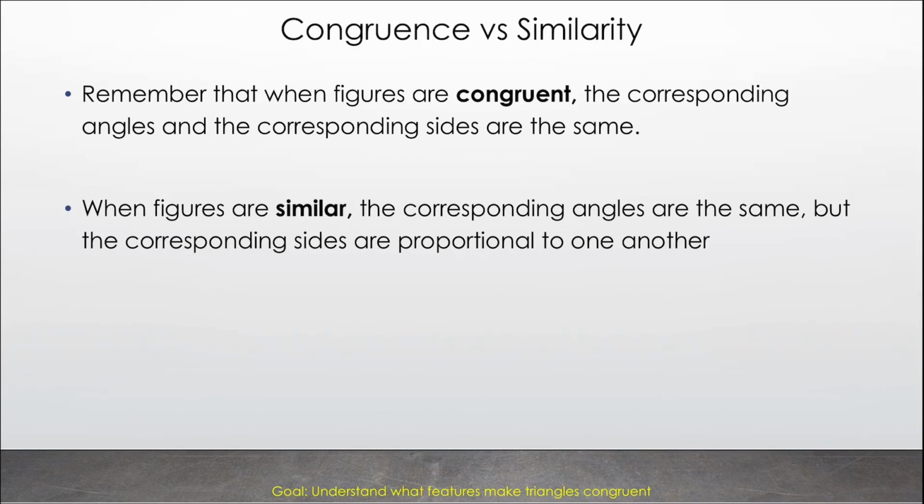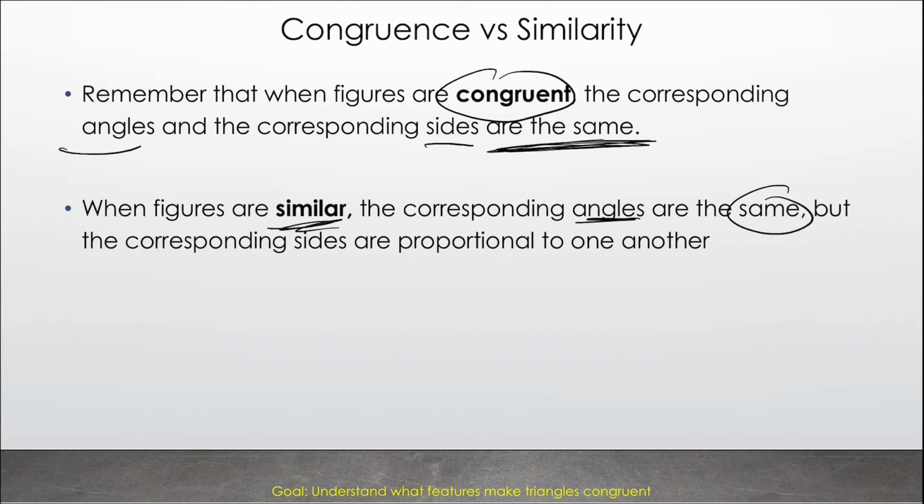Okay, congruence versus similarity. Remember that congruent means that angles and corresponding sides are the same. So angles and sides are the same, whereas similar means that I have angles that are the same, but sides are proportional. So that's kind of the key there. All right, so that's very basic.